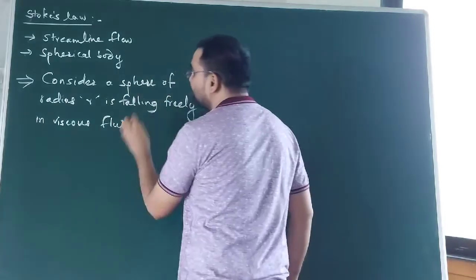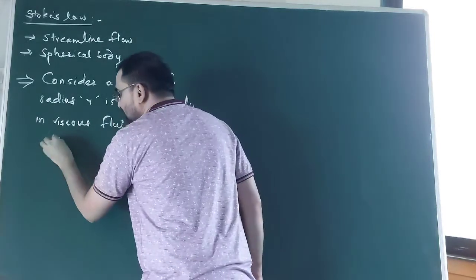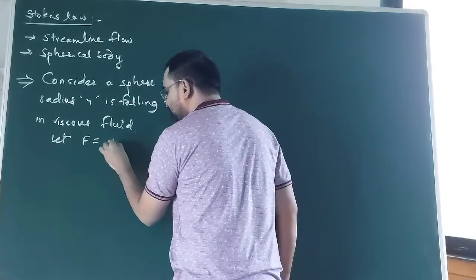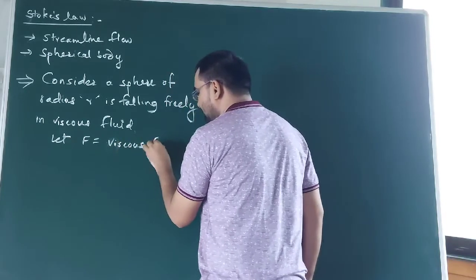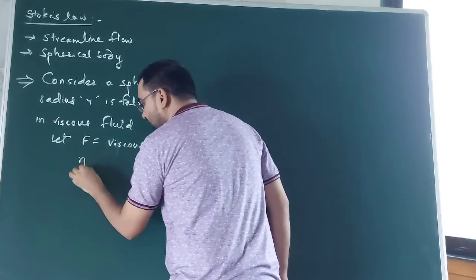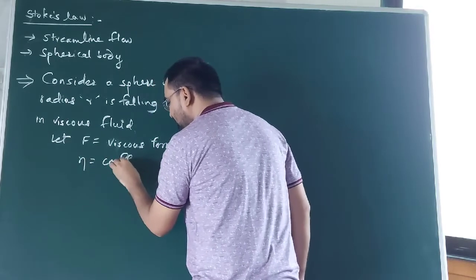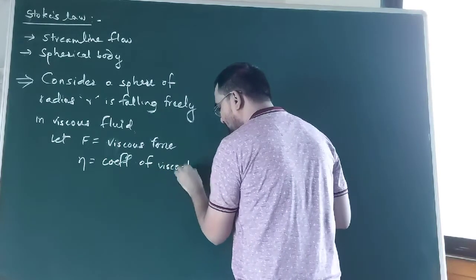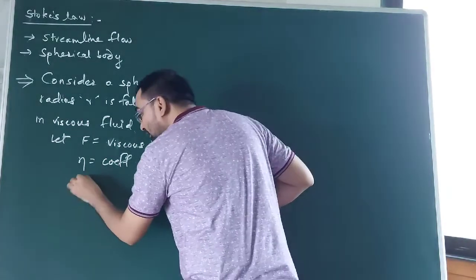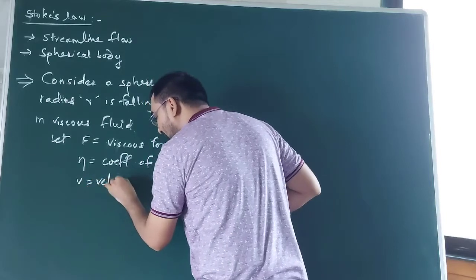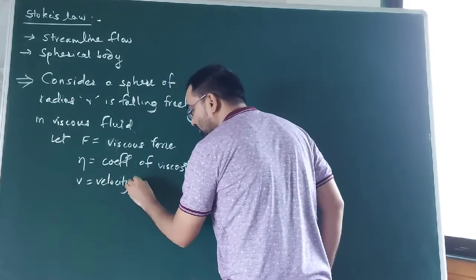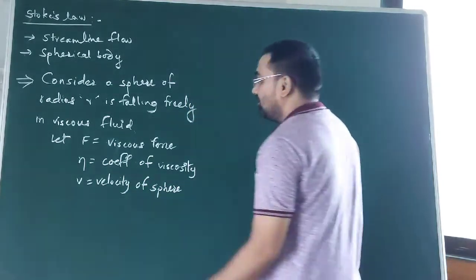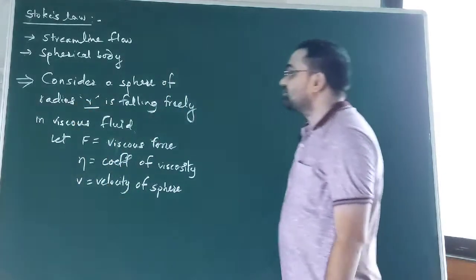So let's define some characteristics or parameters. Let F be the viscous force acting on that sphere. Let eta be the coefficient of viscosity of that liquid or fluid. Let V be the velocity by which that object is falling, velocity of that sphere or object. Then, as already defined, r is the radius of that object.